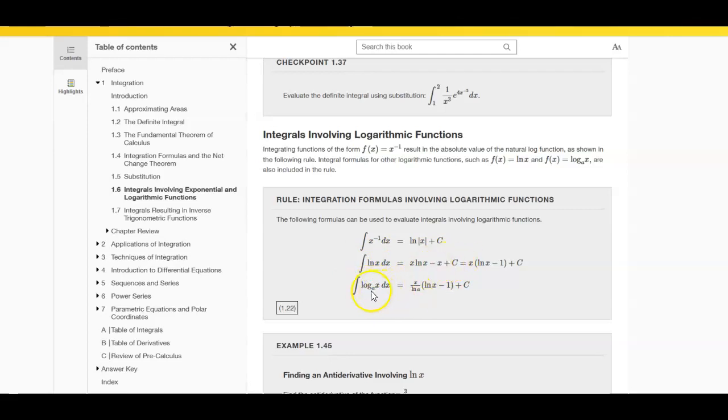And then very similarly for log base a of x, it turns out to be pretty much the same thing, except you have to divide by natural log of a, because when you take the derivative of log base a of x, it spits out a natural log of a. So that is, again, how that works.